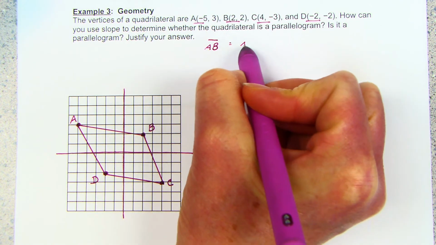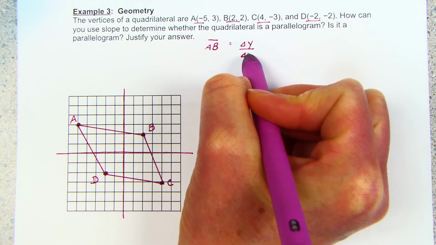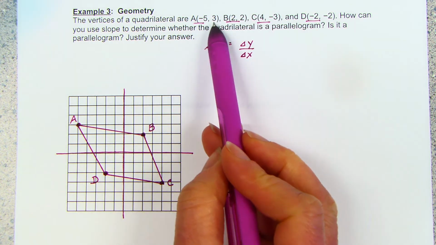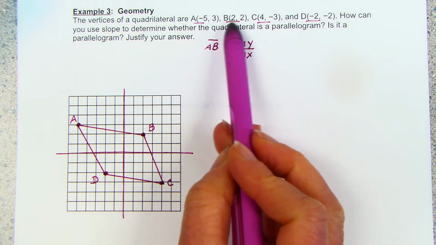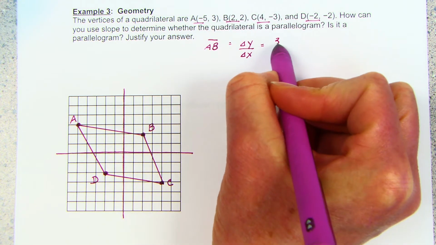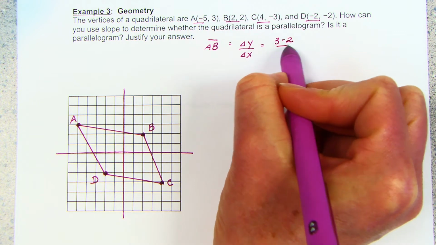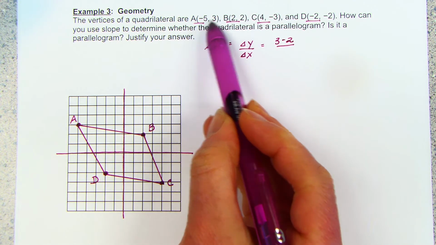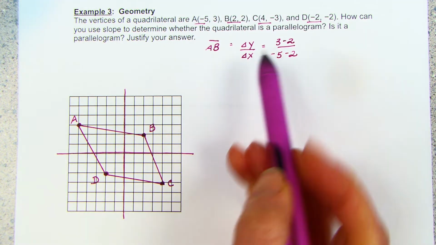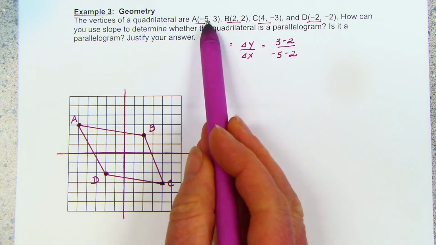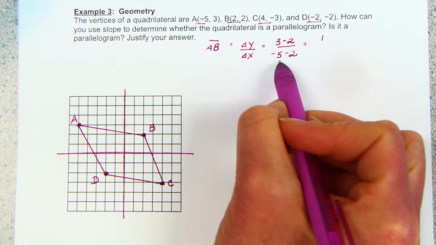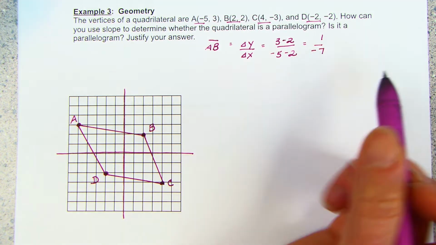Let's see. So the change in the y's over the change in the x's. So for A, the y value is 3 and B, so I'm going to do 3 minus 2. And the change in the x's is negative 5 minus 2. 3 minus 2 is 1. Negative 5 minus 2 is negative 7.